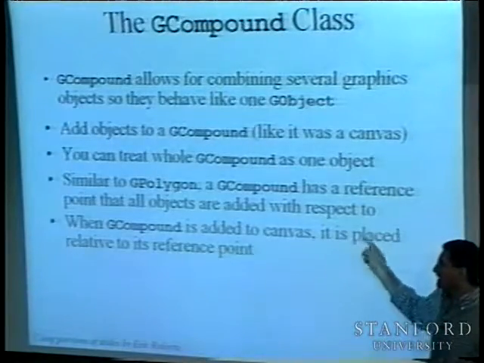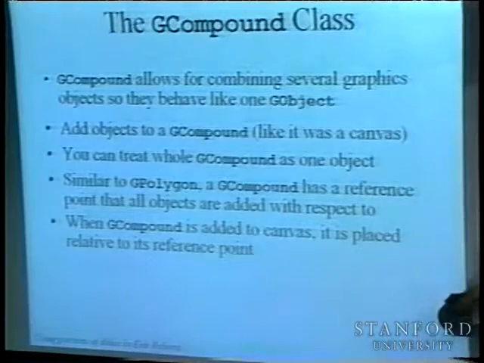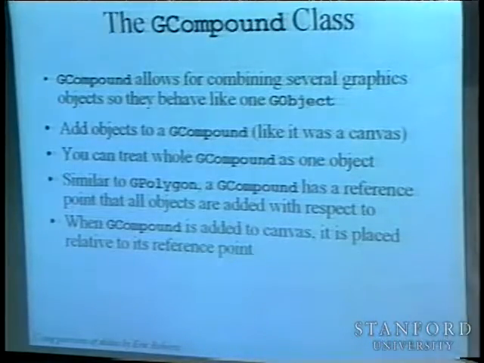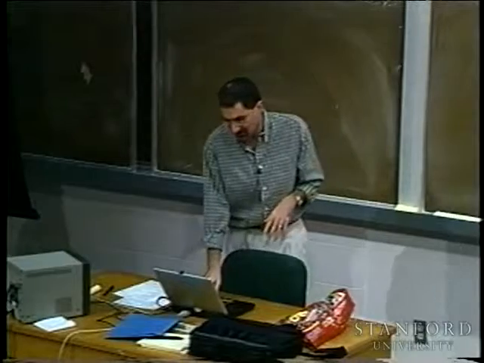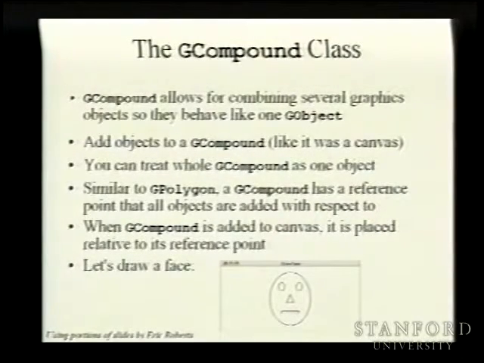And when you place it relative to its reference point, it will draw all the objects that it encompasses. Okay? So let's actually just see what that looks like. Let's draw a little face. Oh, a little face. And so you can see we're going to use some different things here, right? We're going to have an oval. We're going to have a couple other ovals as the eyes.